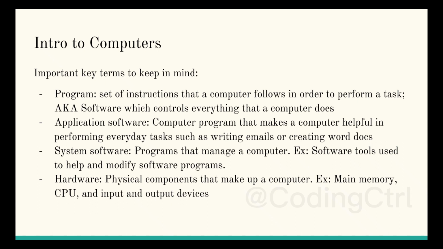Application software is a computer program that makes a computer helpful in performing everyday tasks, such as writing emails or creating Word documents. System software, on the other hand, is programs that manage a computer. For example, a software tool used to help and modify software programs. Hardware, on the other hand, is the physical components that make up a computer. For instance, main memory, CPU, and input and output devices. I'll be talking a little bit about these components later on in the video.